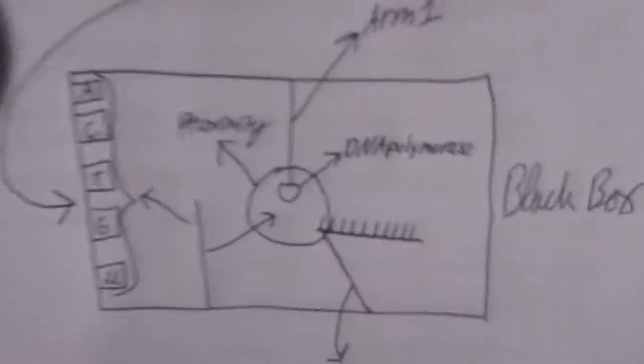So, here's the black box. Do you understand what's going on right here? If you do not, that's okay. I'm about to explain what's going on. The DNA polymerase.